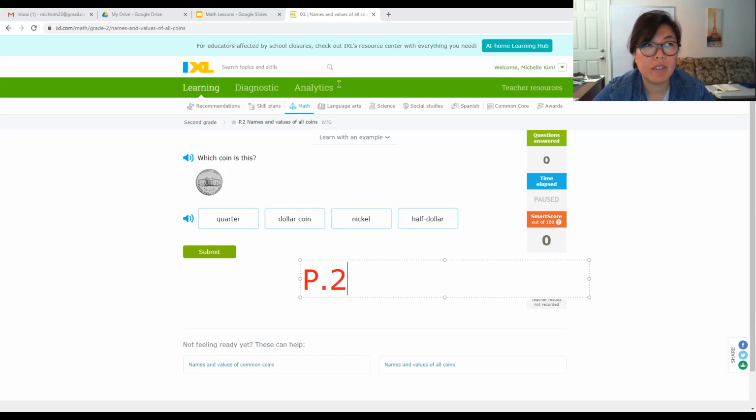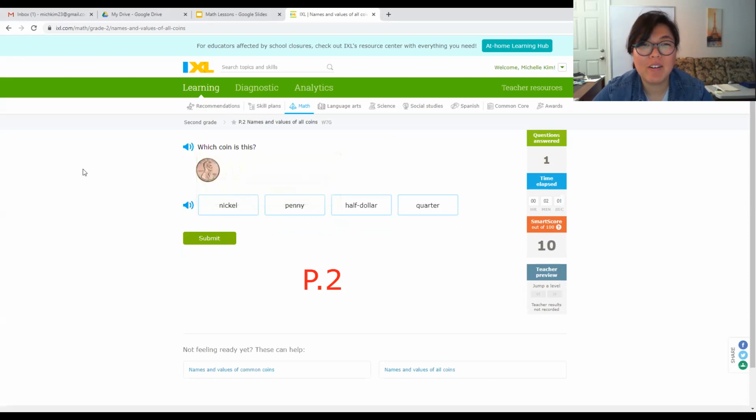So let's see. I can press the speaker. Which coin is this? And you can also use the speaker to help you read the answers. Quarter, dollar coin, nickel, half dollar. And that is a nickel. Awesome, I got it right. So let's do again. Which coin is this? Nickel, penny, half dollar, quarter. What do you think it is? Yes, penny.